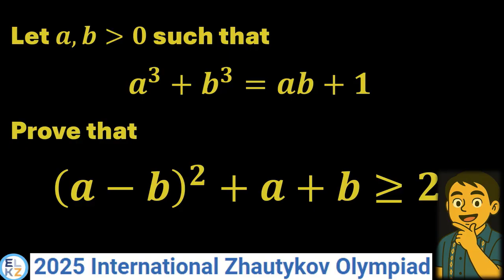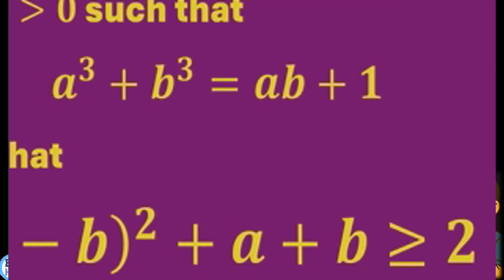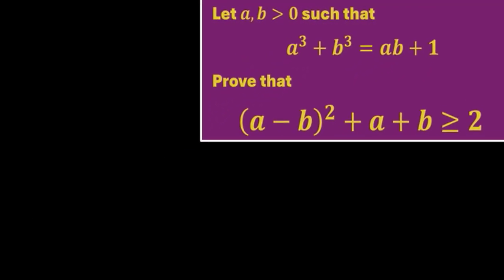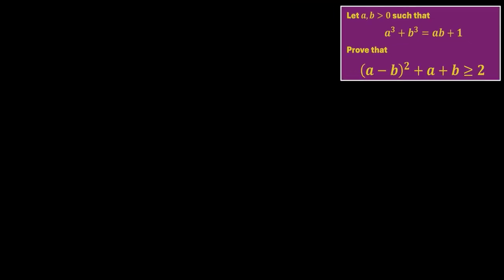a and b are positive such that a cubed plus b cubed equals ab plus 1. We ask to prove that (a minus b) squared plus a plus b is at least 2. We are going to apply several techniques in inequalities, including the AM-GM inequality and Jensen inequality.